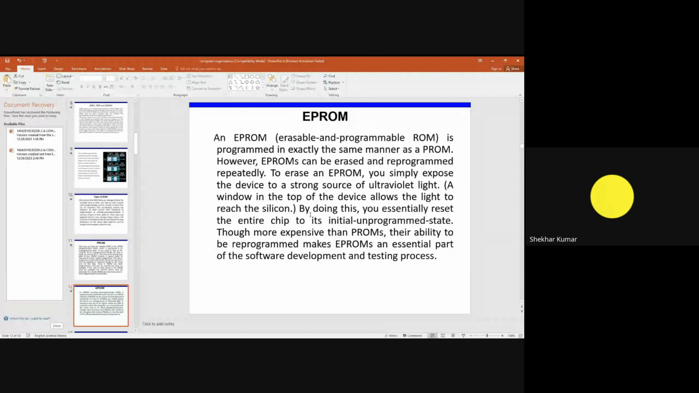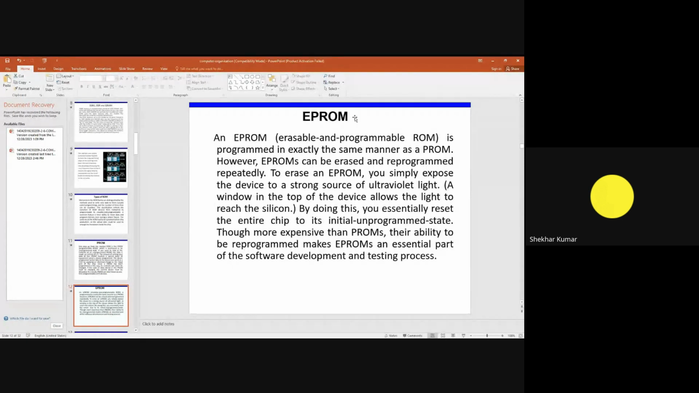There is a requirement of UV light to erase or reprogram EPROM. Ultraviolet light for at least 40 minutes is required to erase and reprogram that EPROM. And it is stored for a minimum of 10 to 20 years. So the data can be recreated after this task is performed. So this is your EPROM.